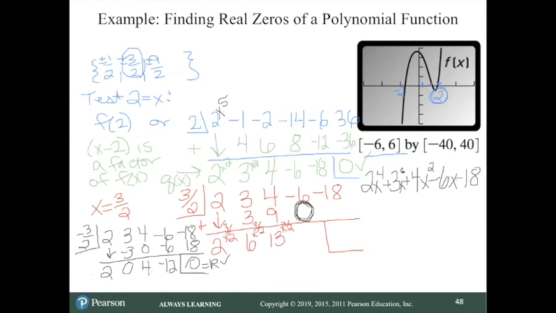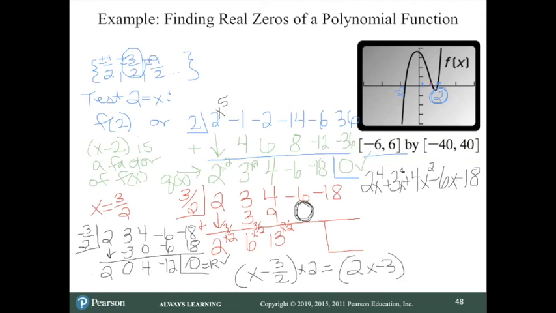So we have x minus 2 as a factor. We have x minus 3 halves as a factor. And when we look at this, I say, well, wouldn't it be nice if it wasn't a fraction? So let's multiply it by 2. That's 2x minus 3 as a factor.